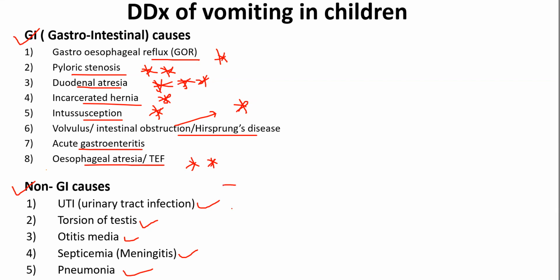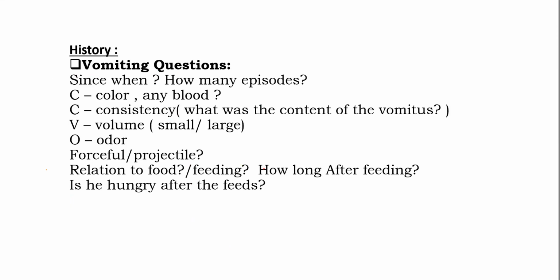Okay. And non-GI causes, I haven't seen that much except UTI to come in the exam. Testicular torsion comes, but it comes under groin pain or abdominal pain. Okay. So let's start with our cluster-wise approach for vomiting.